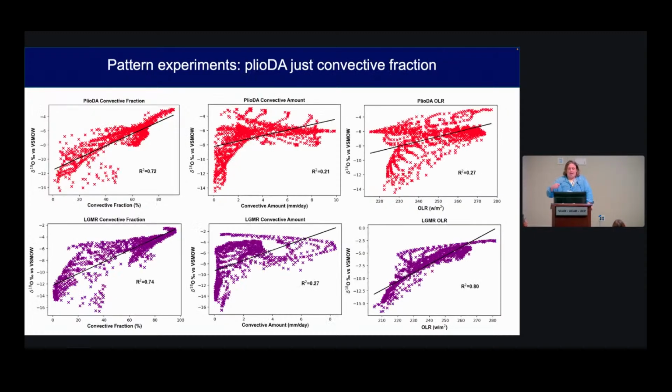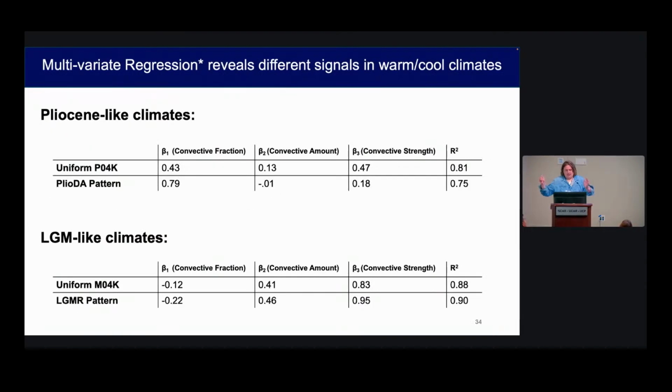We can do the same thing for the Plio DA and LGMR simulations. We see that convective fraction has by far the best predictive skill for the Plio DA pattern effect, and then both convective fraction and convective strength seem to have a lot of predictive skill for the last glacial maximum resolution. So now is where I'm kind of going off the rails.